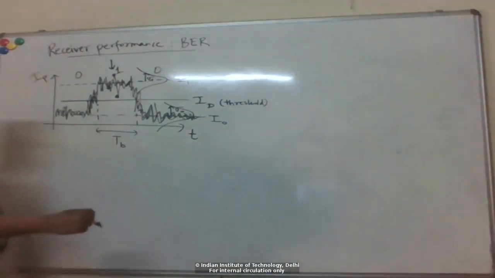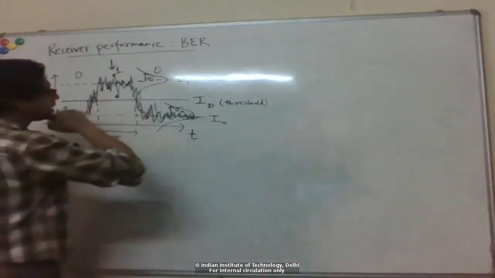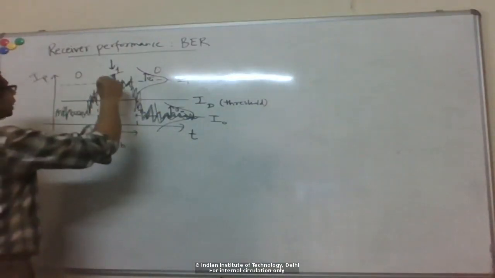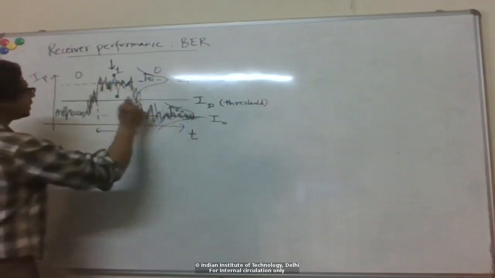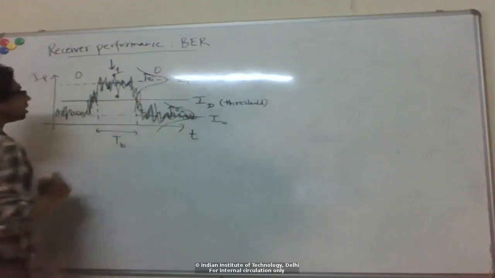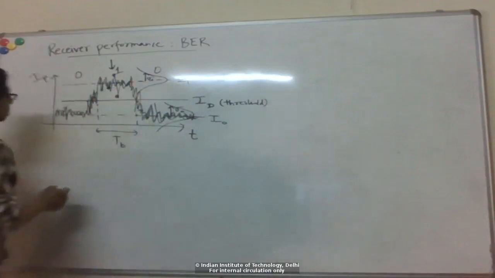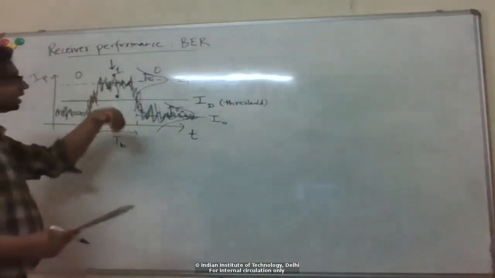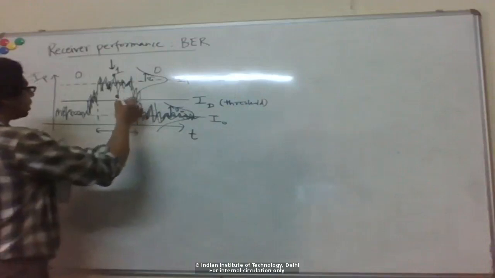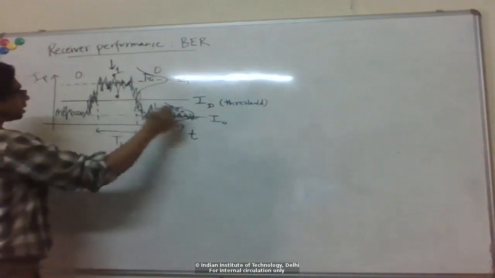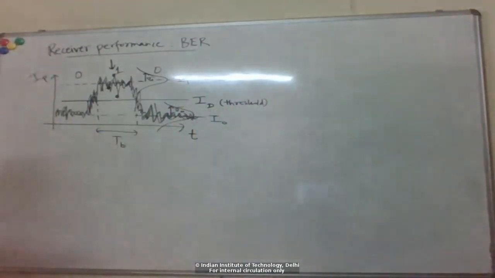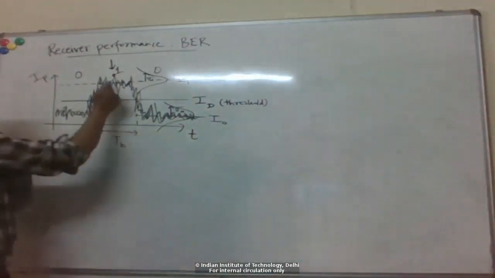So now, my decision circuit is sampling the value, and if the value it gets is above this threshold value that we kept, ID, then we say the received bit is 1. If the current that we get is below ID, we say the received bit is 0. So you can see how you can get an error.